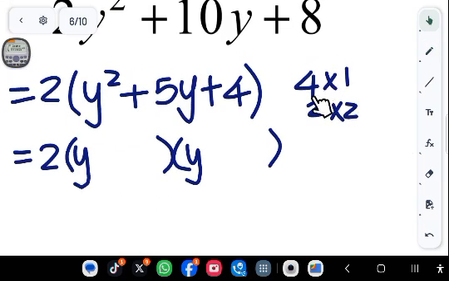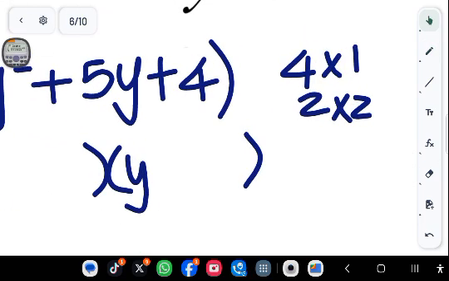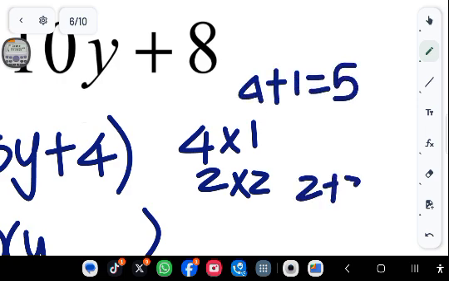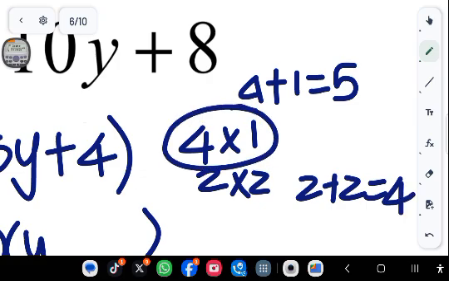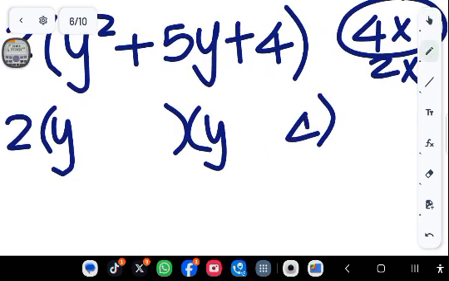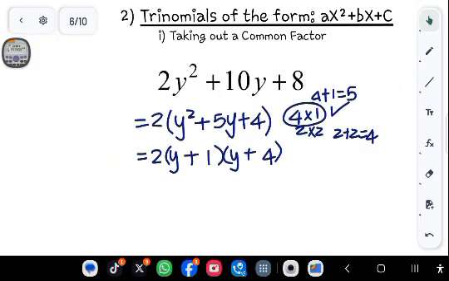We're looking for the combination that will give us 5 when we add them together. 4 plus 1 is the one that gives us 5, and then 2 plus 2 gives us 4. So the correct combination that we must use is 4 and 1. So we use 4 in one and 1 in the other. And that's how you do it.